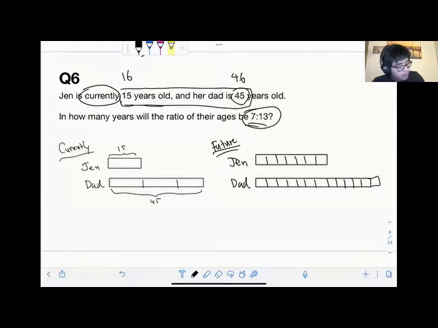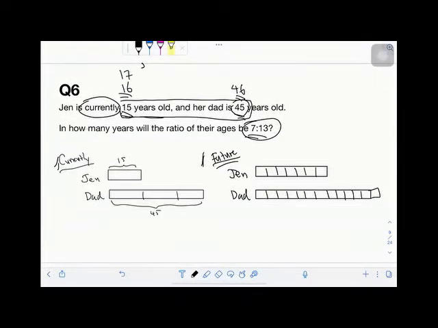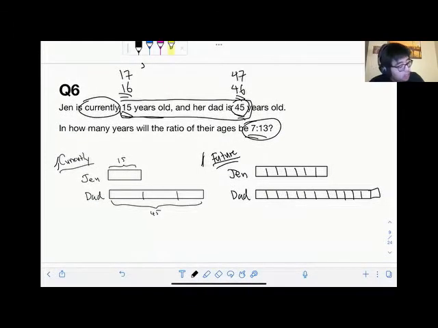So ano po yung masasabi natin dito sa currently at dito sa future? Ano po yung pareho sa dalawang model? Ano ang pareho? 1, 2, 3, 4, 5, 6, 7. Kung si Jen ngayon 15, si dad 45. Tapos sabihin natin na next year si Jen 16, si dad 46. At sa susunod na taon si Jen 17, si dad 47. Ano po yung hindi na umiiba?